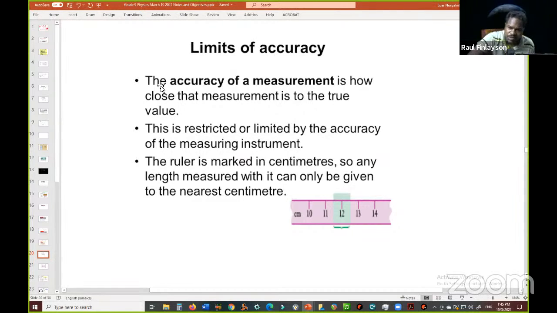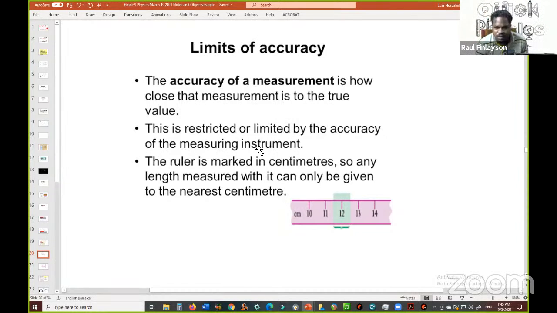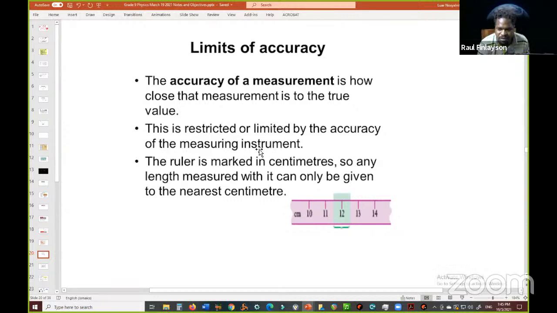Now, check this out, guys. The accuracy of a measurement is how close the measurement is to the true value. This is restricted, or limited, by the accuracy of the measuring instrument. The ruler is marked in centimeters, so any length measured with it can only be given to the nearest centimeter. And so this is what we're learning about.